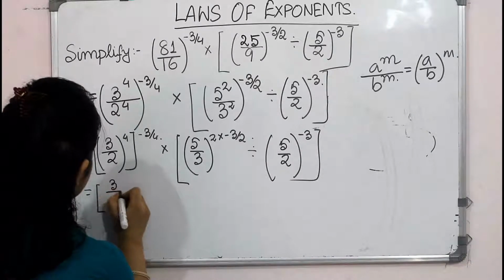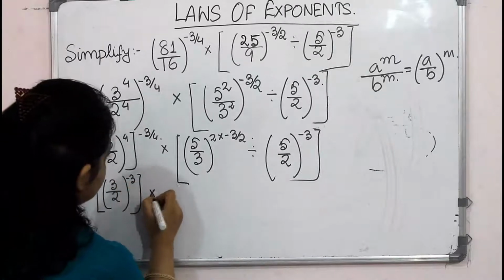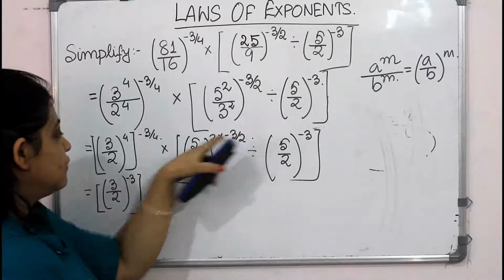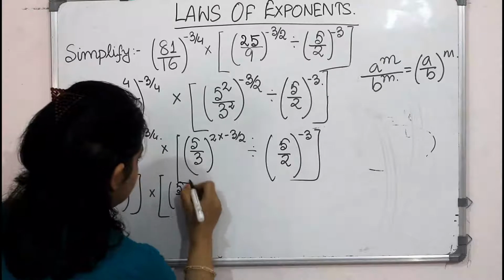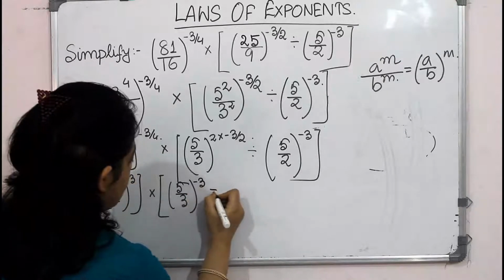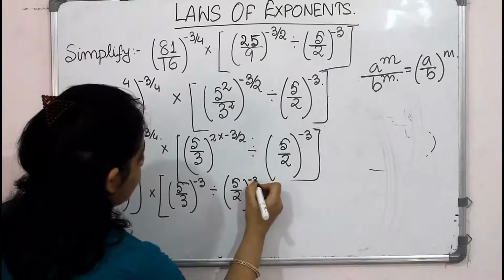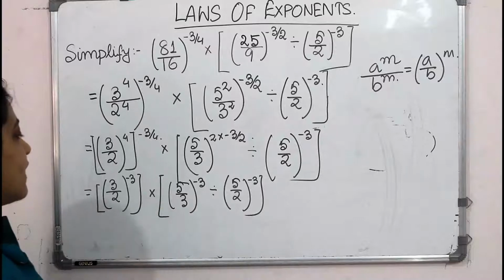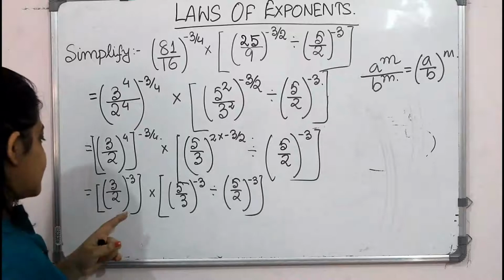So you are getting 3 by 2 to the power of minus 3 into, this you are getting as 5 divided by 3, 2 will get cancelled. So you are getting 5 by 3 to the power of minus 3 divided by 5 by 2 to the power of minus 3. Up to this everybody has understood. Now you see what to do next.